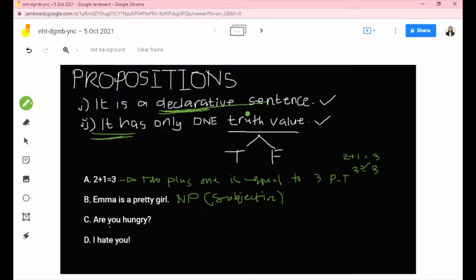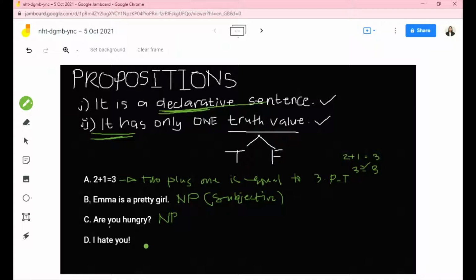If it's not a declarative sentence, then it does not satisfy the first condition. So this is not a proposition. Again, if any of the conditions is not satisfied, automatically your example or sentence will not be considered a proposition. Now let's have statement D.